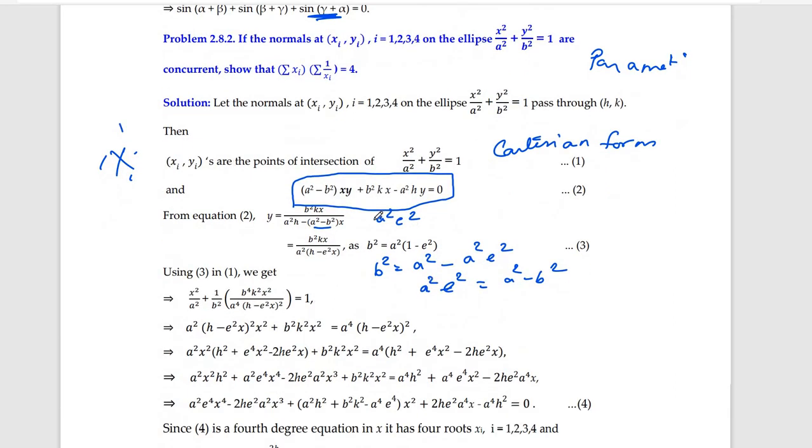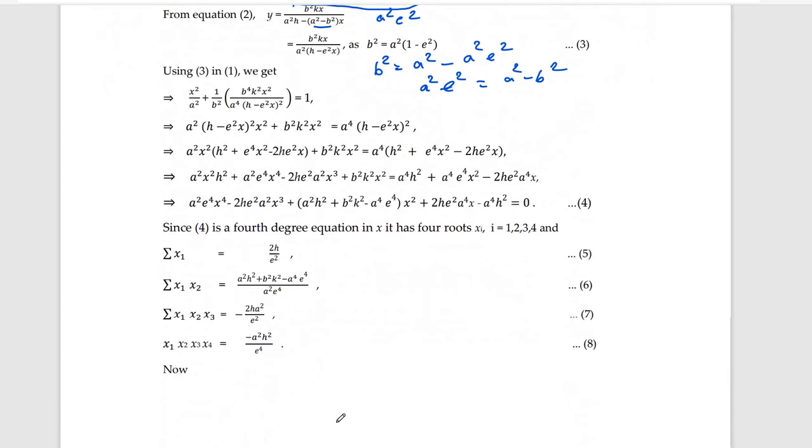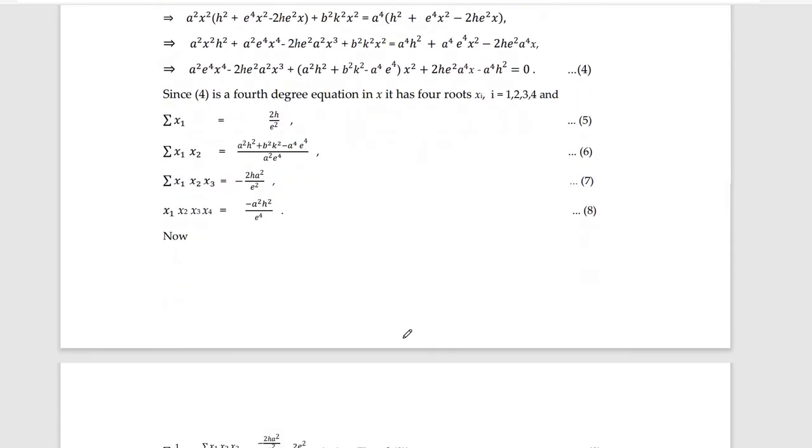Now we are going to use that in equation 1, that is x square by a square plus y square by b square equal to 1. Substituting that, on simplification you will get a 4th degree equation. What is to be remembered is we have to consider the Cartesian form of equation of normal. Only then can we easily obtain what is required. So we have the 4th degree equation: sum of the roots, sum of the product of the roots taken 2 at a time, 3 at a time, product of the roots, all the relations between the roots and coefficients of the equation we can easily write out.